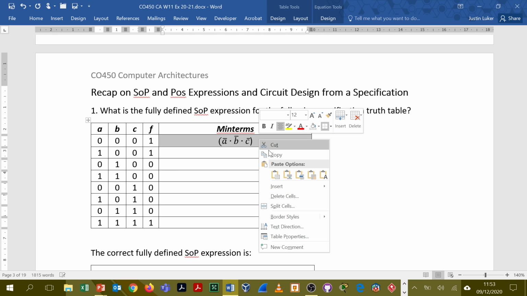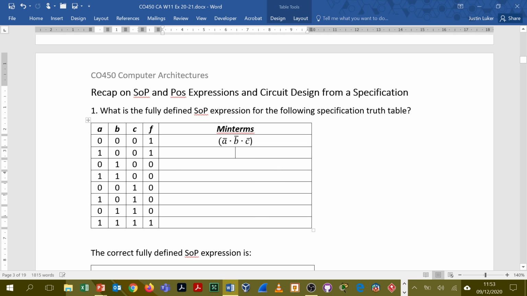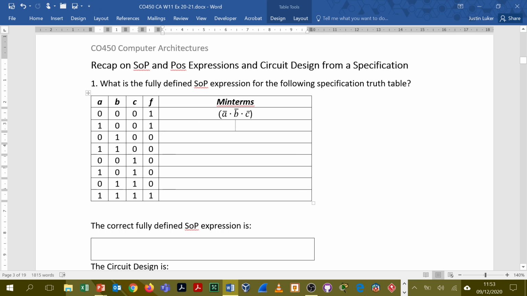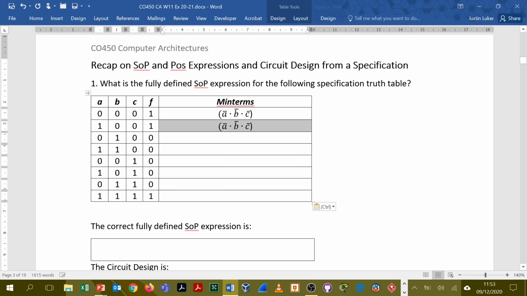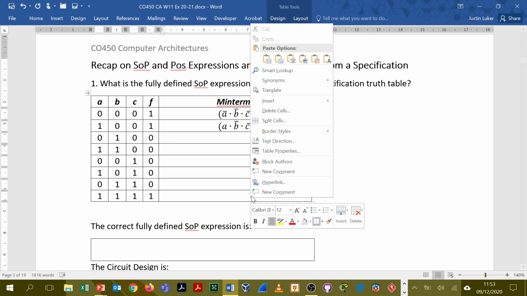So just to make it a little bit easier, I'm going to copy that, and then I can adjust it for the next one. So this one underneath, the next one that's a 1 output on the F, has a 1 as A, so that will be A, NOT B, NOT C, with ANDs between those. So we can put that one together just by altering that little expression, so it's A and NOT B, NOT C.